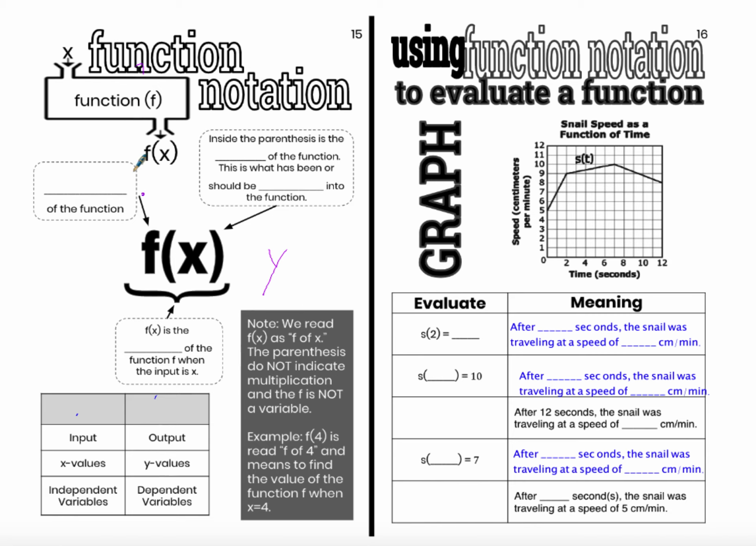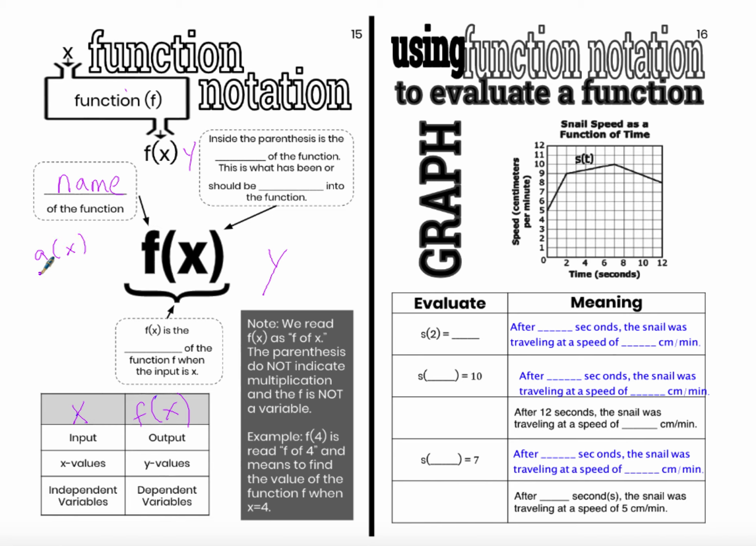So into the function machine, we still have an input of x, but instead of saying our output is y, our dependent variable is y, now our output is called f of x. So input of x, output of f of x. F is the name of the function. F is very common, but you can use any letter here.